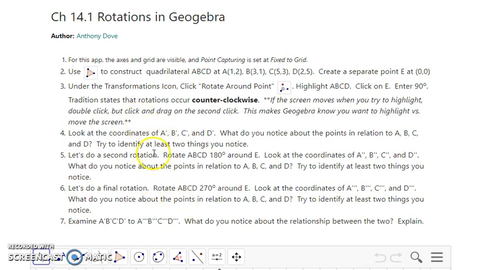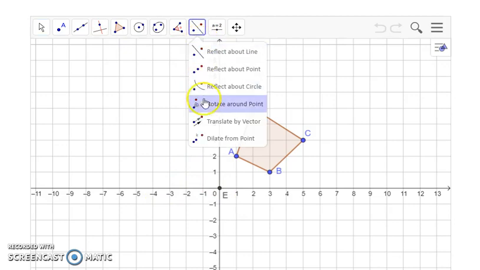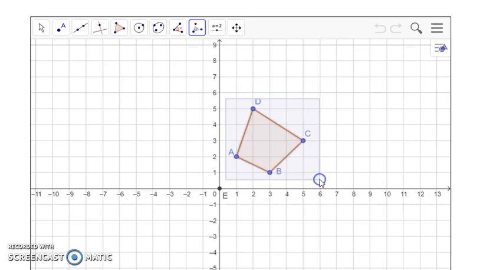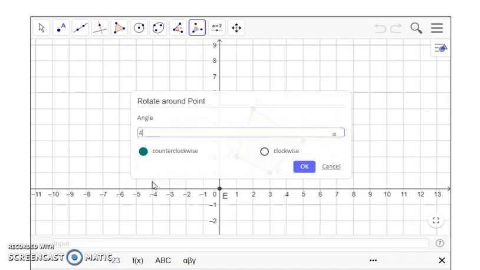Now here we look at the rotations in GeoGebra. And first thing we want to do is take our quadrilateral and rotate it 90 degrees around point E. So I come to that third to last icon, come to rotate. I'm going to click and drag. I click on my point, and I want to keep it as counterclockwise and change this to 90 degrees.